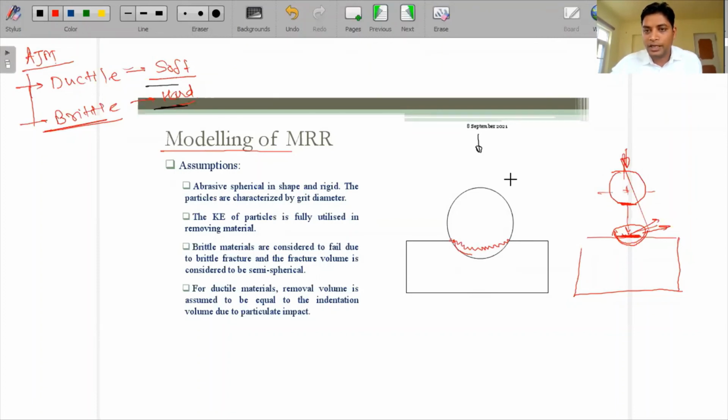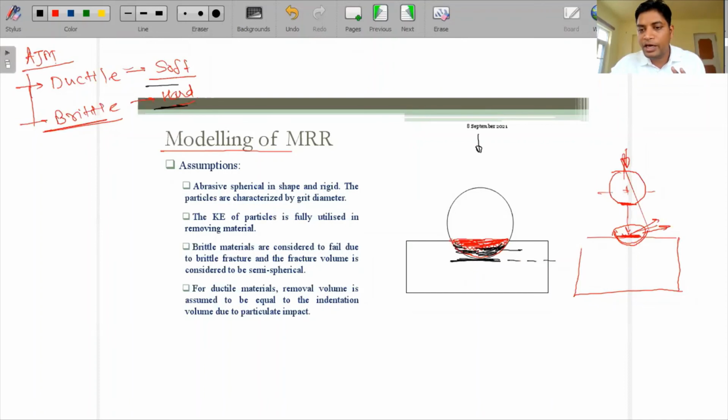Exactly, this is the ductile case. The abrasive particle came in contact with this much area, but only this much amount of the material is removed from the workpiece area, not this one, by the way. This area is not removed, but it doesn't mean that the abrasive particle came in contact only up to this much. No, the abrasive particle came in contact up to this one.